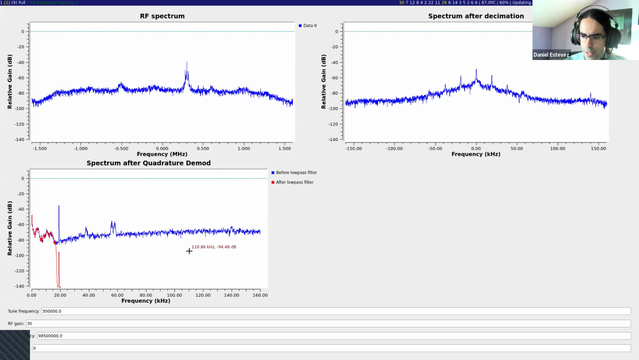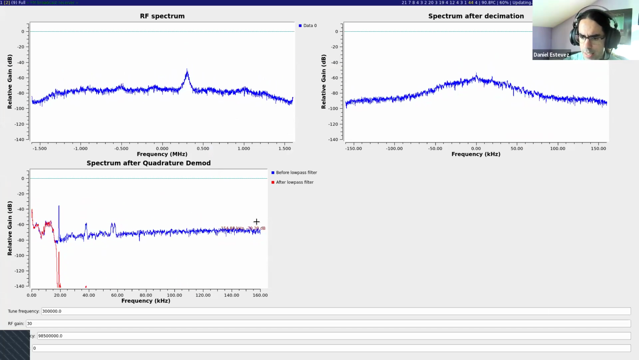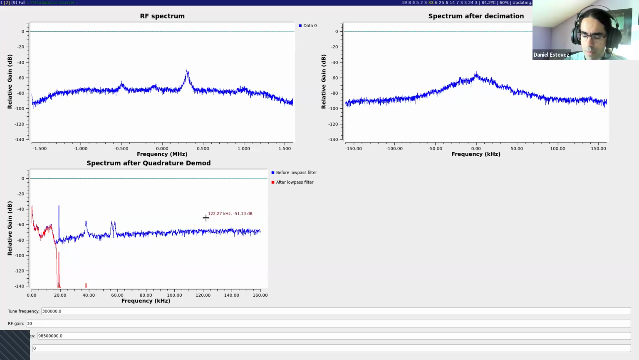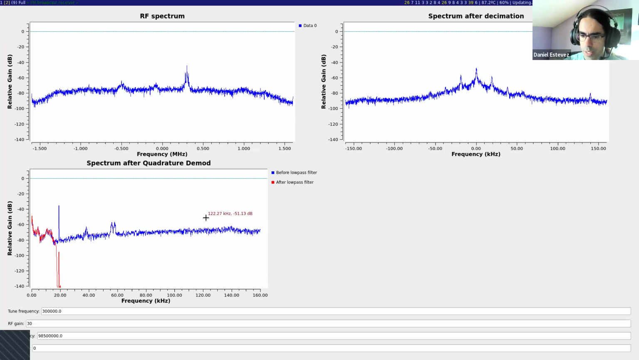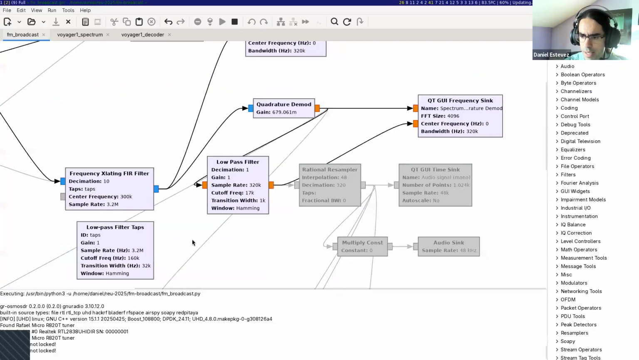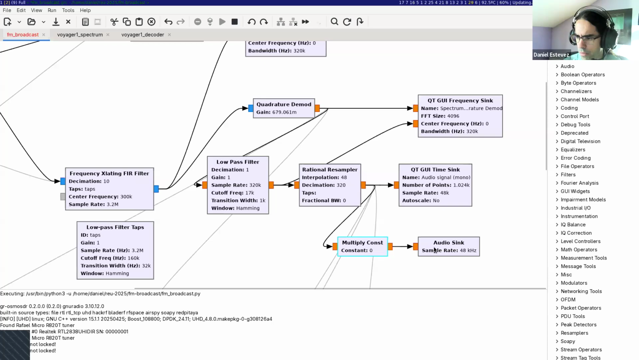Something about the sample rate. The sample rate of this signal here is 320 kilohertz, or 320 kilo samples per second. A computer sound card cannot use that sample rate because it's meant to play back audio signals which have a lower frequency range. So we need to convert the sample rate. And for that, there is a rational resampler block.